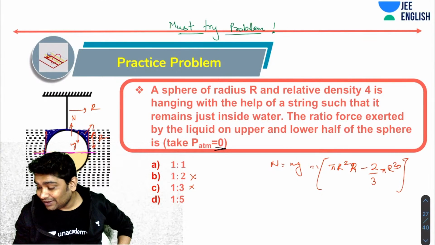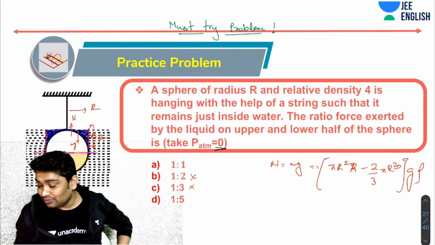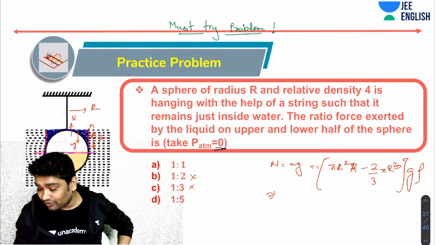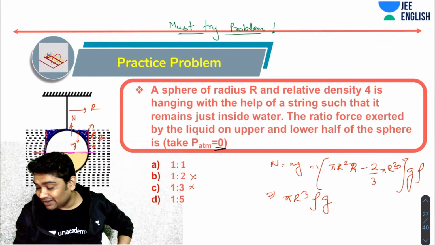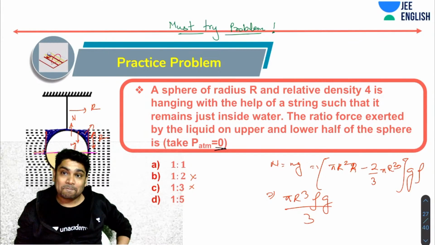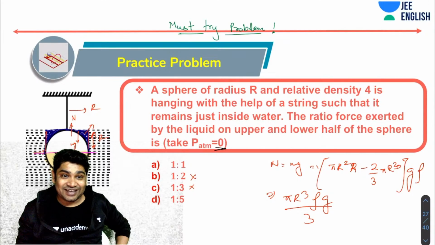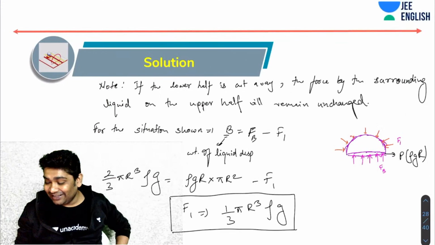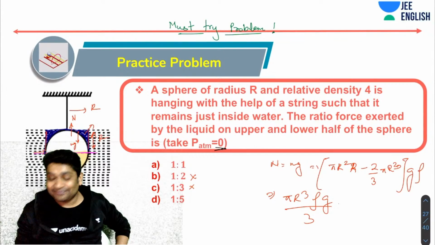Correct? So again you would have gotten pi r cube. Okay, I hope you guys are convinced now that I'm getting this same answer by two methods.